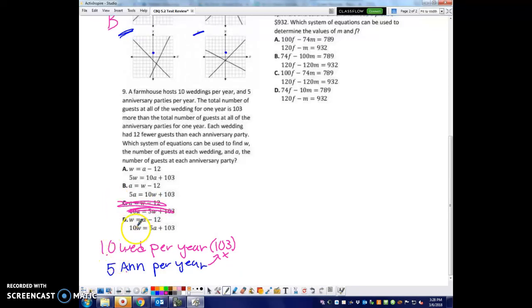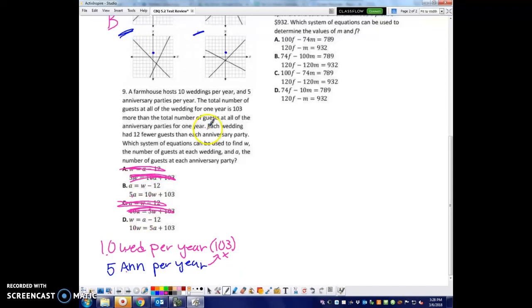Okay. We need 10 weddings, good. 5 anniversaries, good. 5 anniversaries, 10 weddings. 5 weddings, 10 anniversaries, no. Okay, so that's a really easy way to just knock things out. So, is it, because looking at these, they're almost the same, right? Okay, so let's look at the per year one, okay?